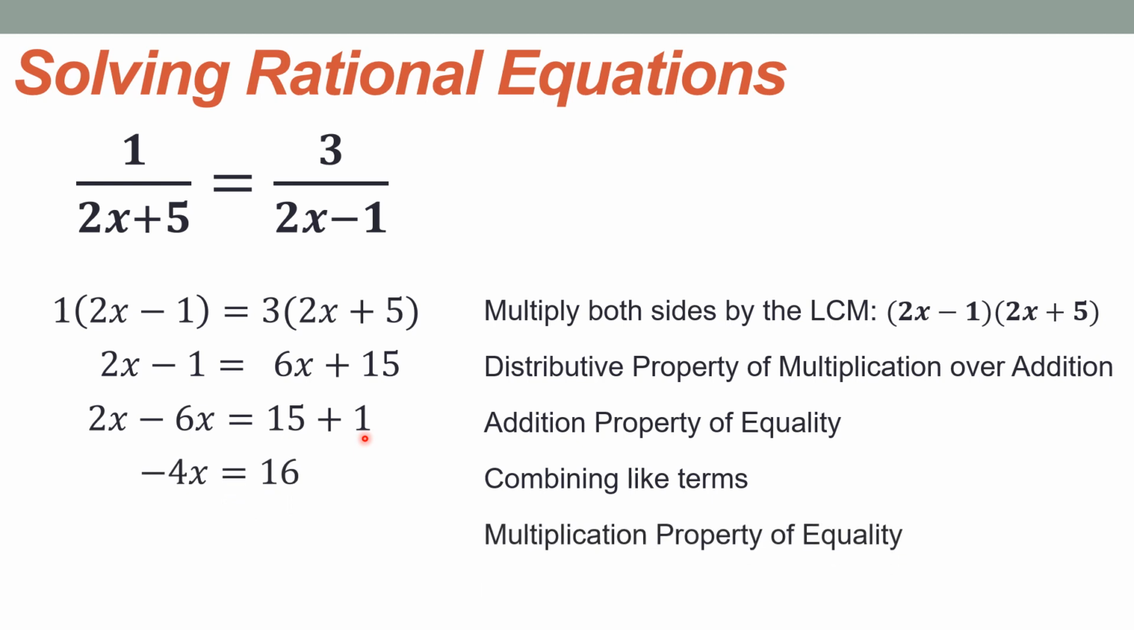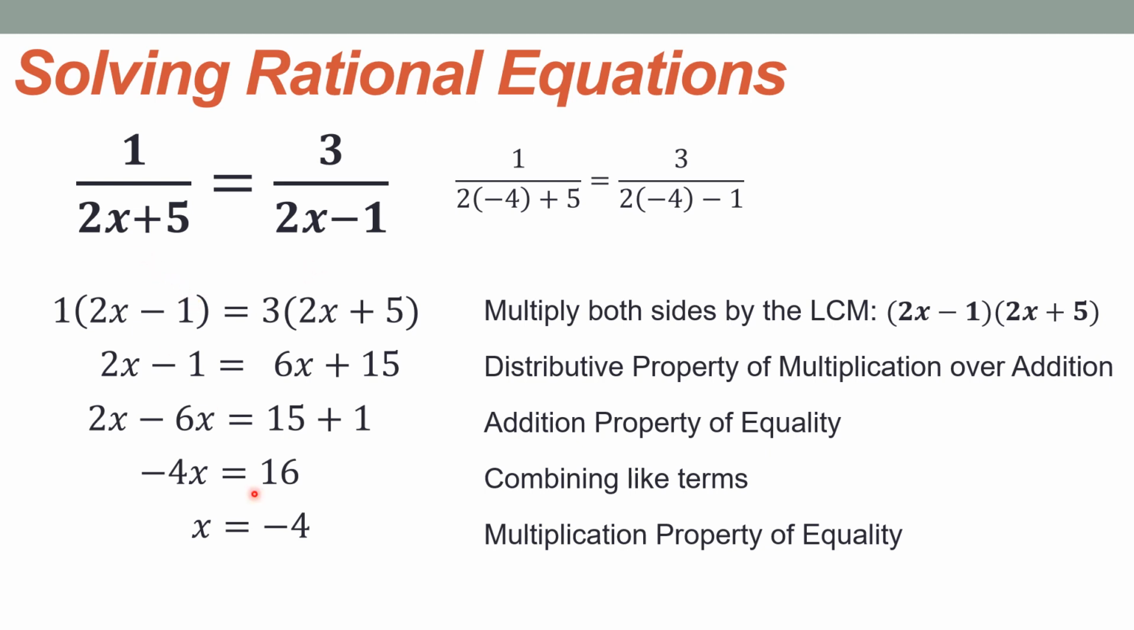Now, we're going to isolate x by dividing both sides by negative 4, giving us x is equal to negative 4. Negative 4x divided by negative 4 is equal to x. 16 divided by negative 4 is negative 4. So the value of x in this rational equation is negative 4.